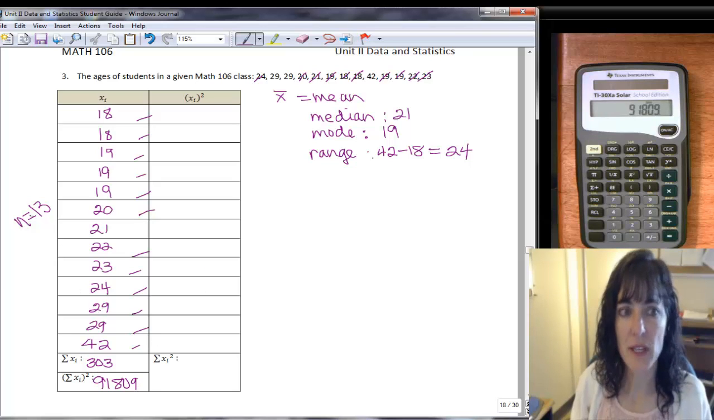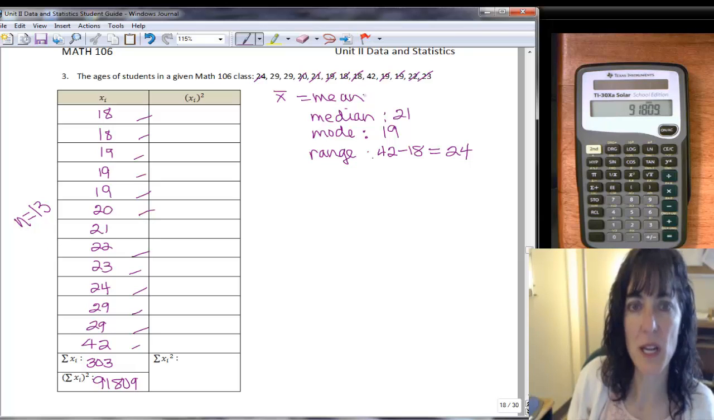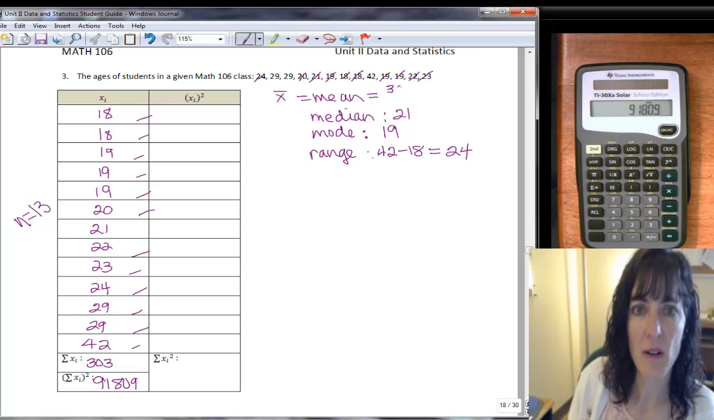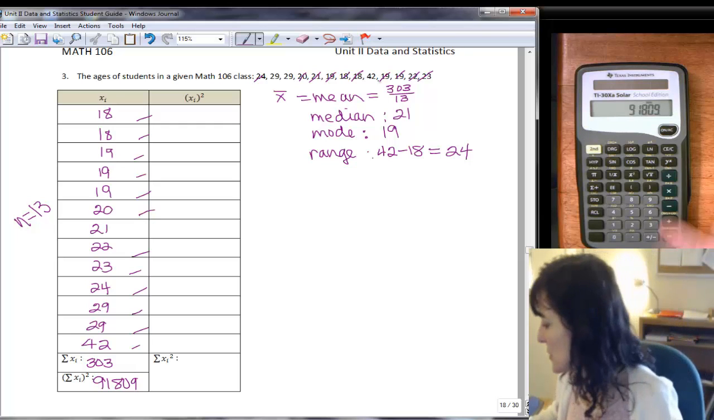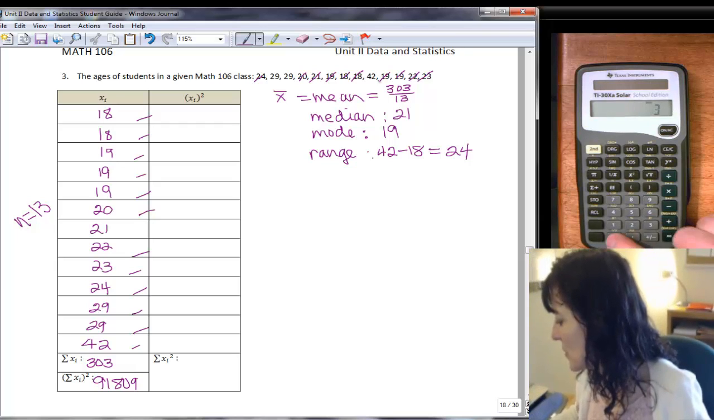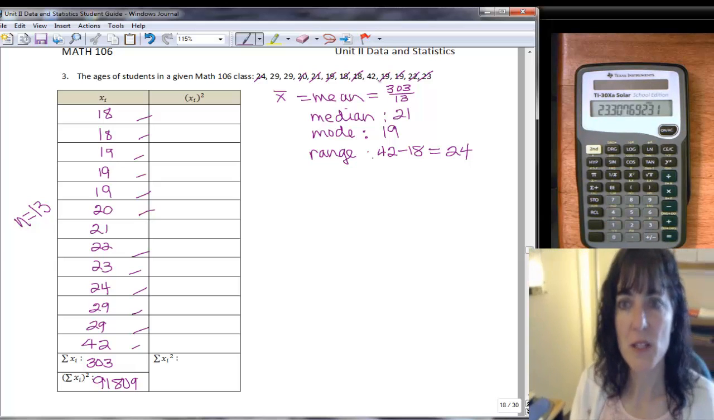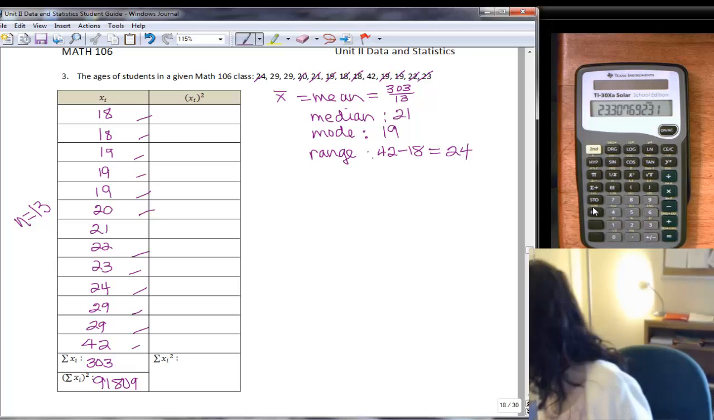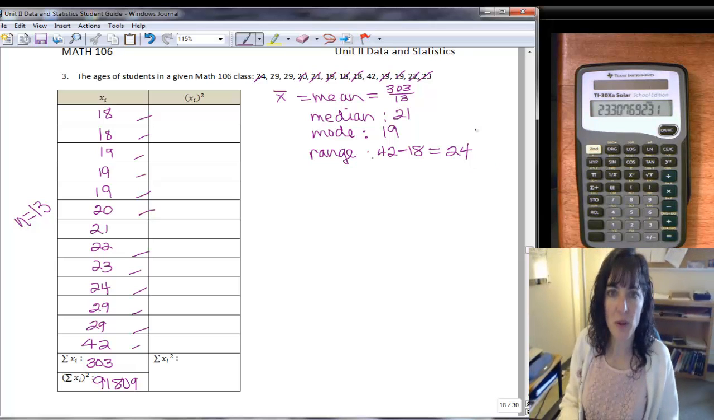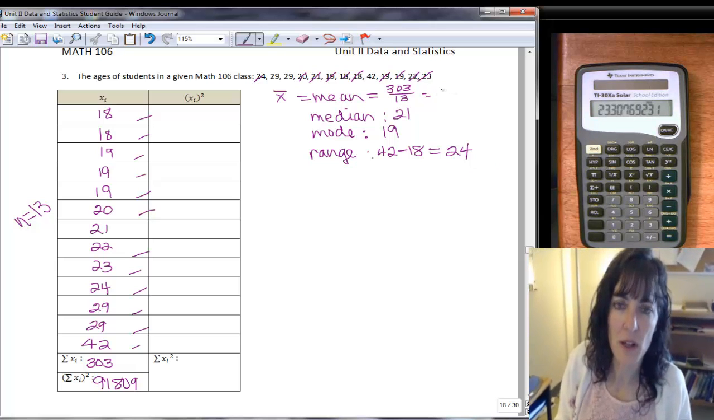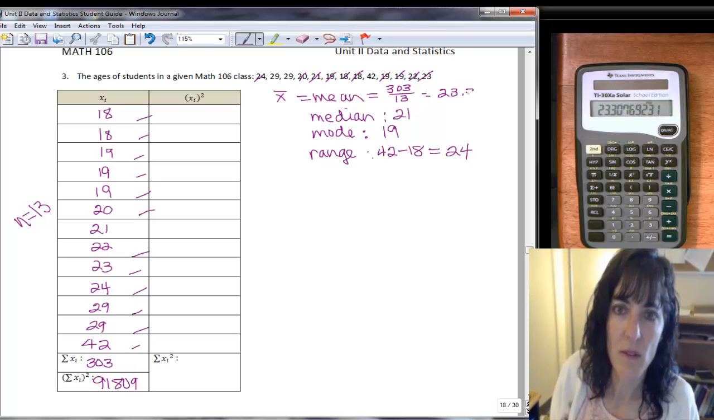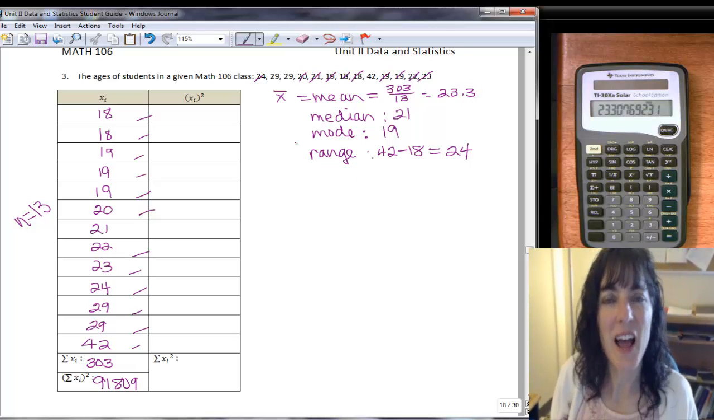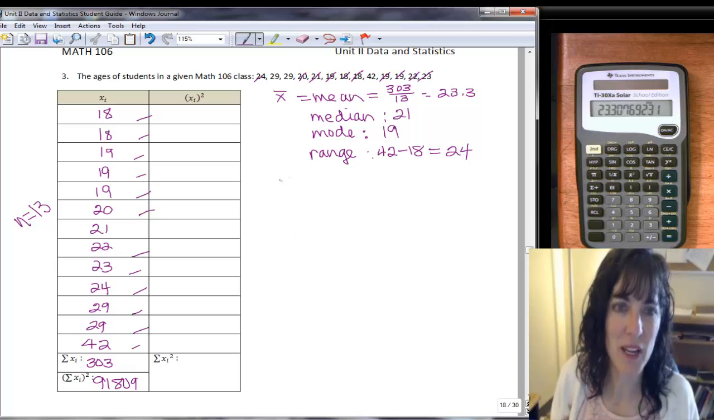And I have enough to calculate my mean, so I might go ahead and do that. So 303 divided by 13. So put that in, 303 divided by 13. And so it looks like my mean age is 23.3 years. So that's the average age of the students in my class.